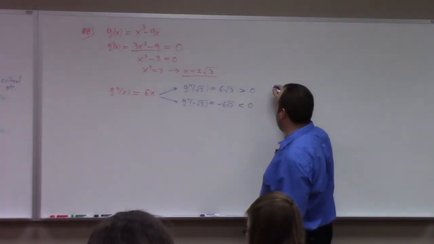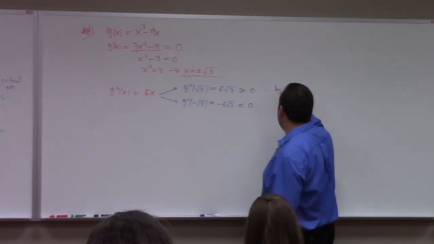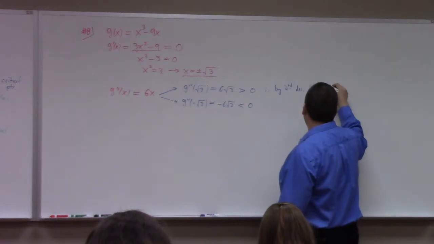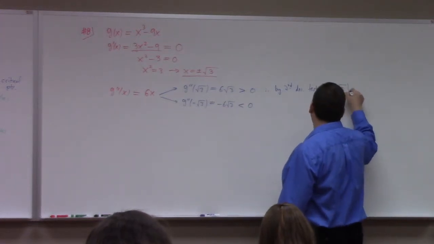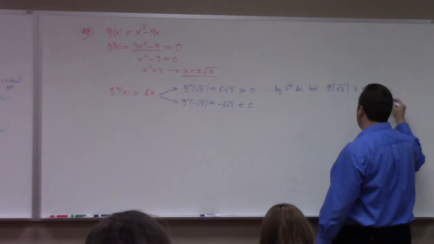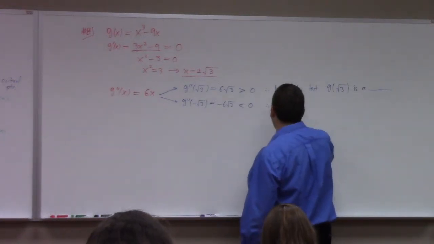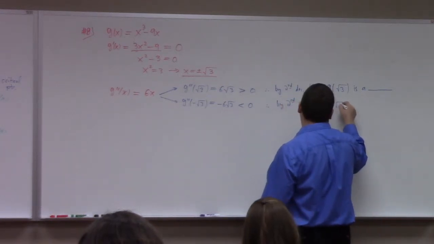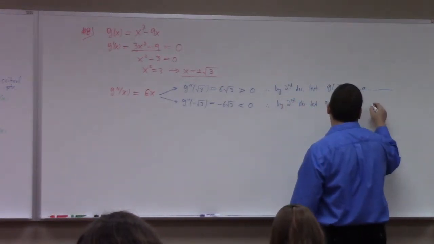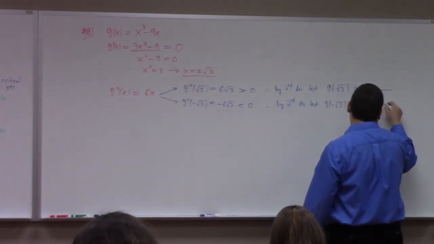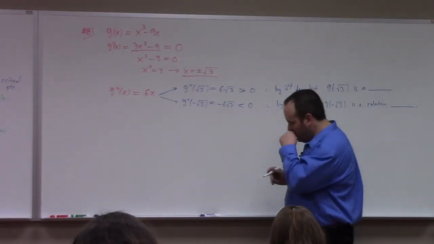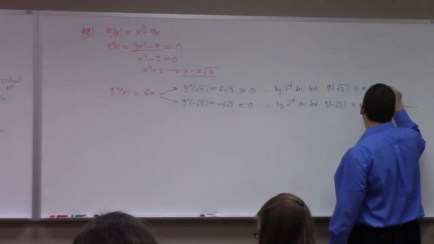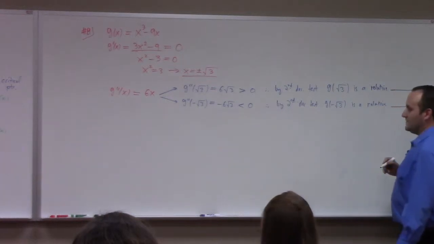So let me just make the conclusion. Therefore, by second derivative test, g of the square root of 3 is a blank. Therefore, by second derivative test, g of minus the square root of 3 is a relative blank. I could have put relative blank up here too. I'll do that. Relative blank. Fill in the blanks for me, please.